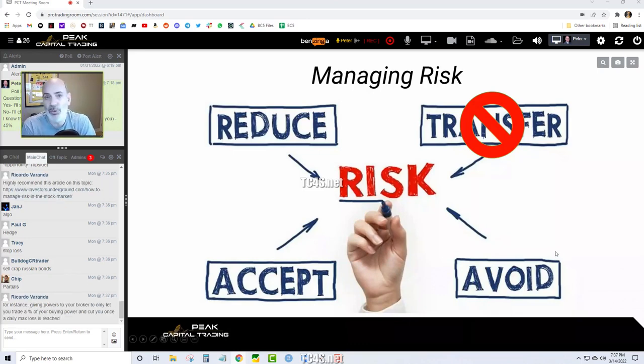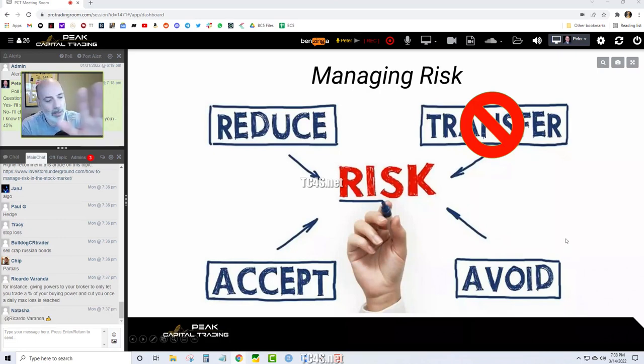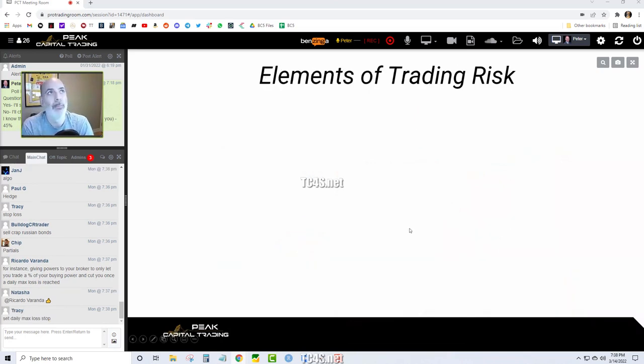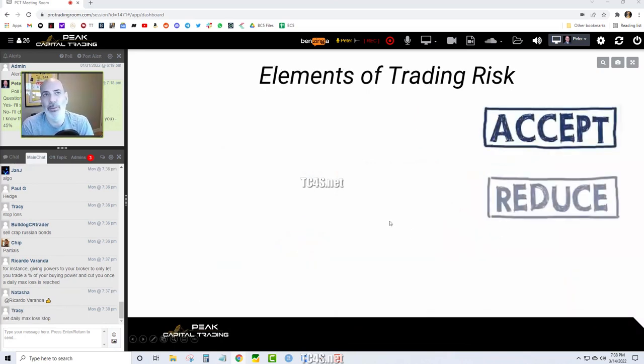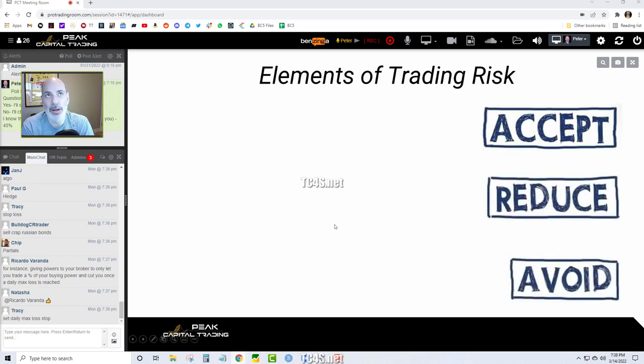I mean, you could transfer risk, by the way, by borrowing somebody's money and trading with that as well. I'm not recommending you do that. I'm not an investment advisor. Don't do that. But I'm just saying it's a strategy. So let's look at the other three, right? Accepting, reducing, and avoiding risk.